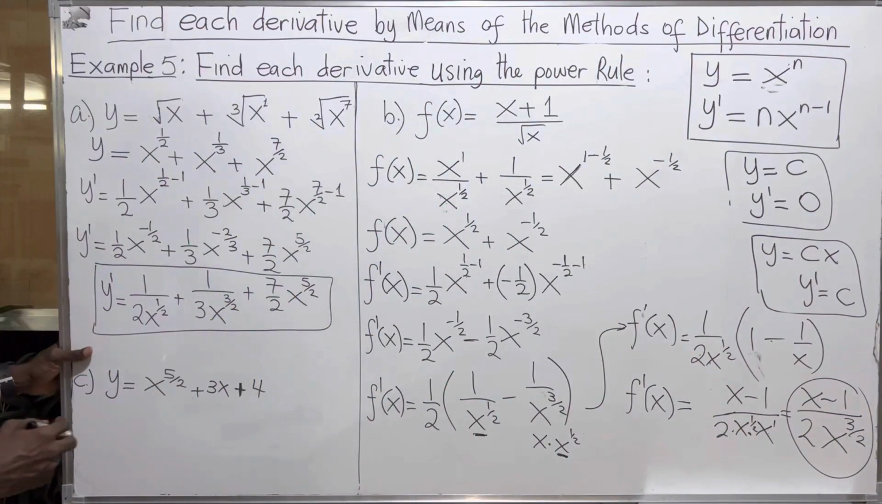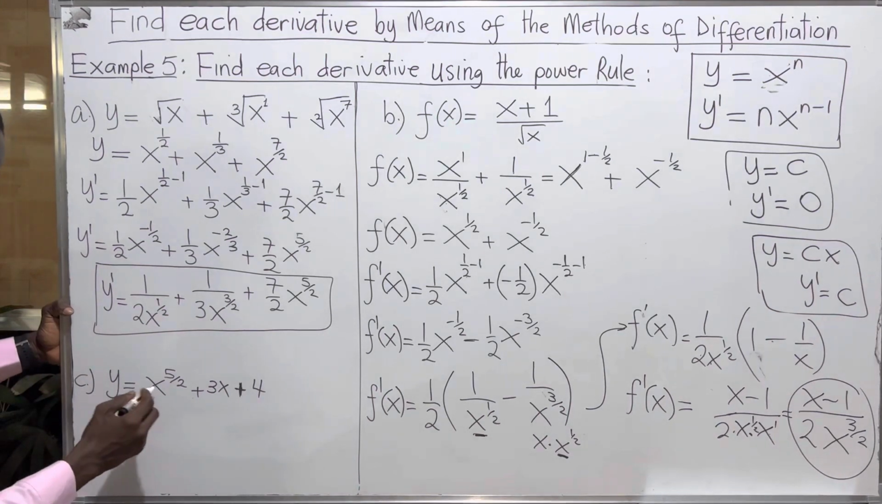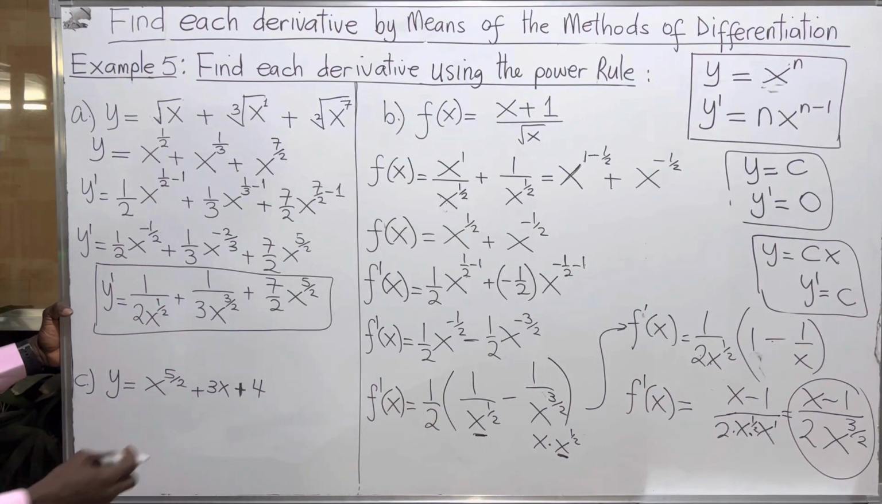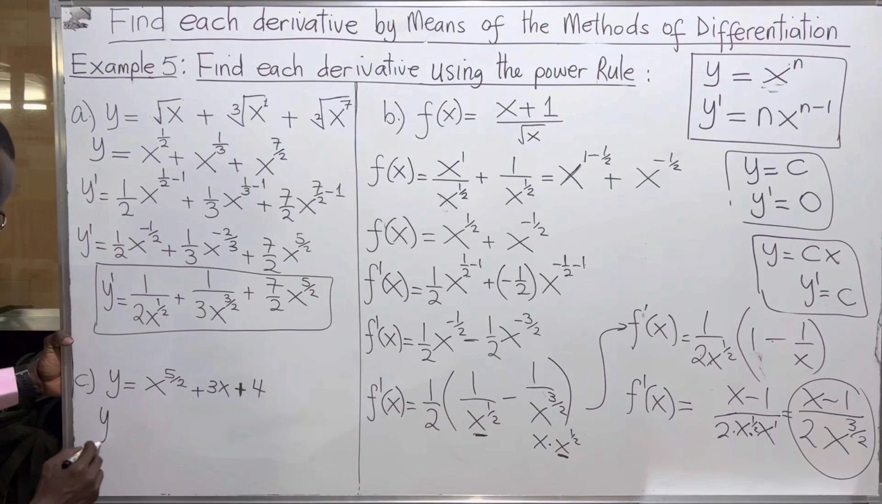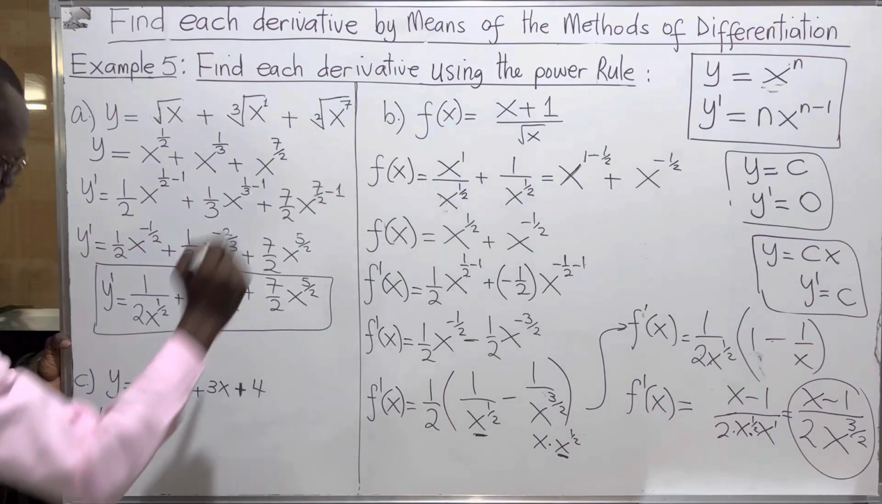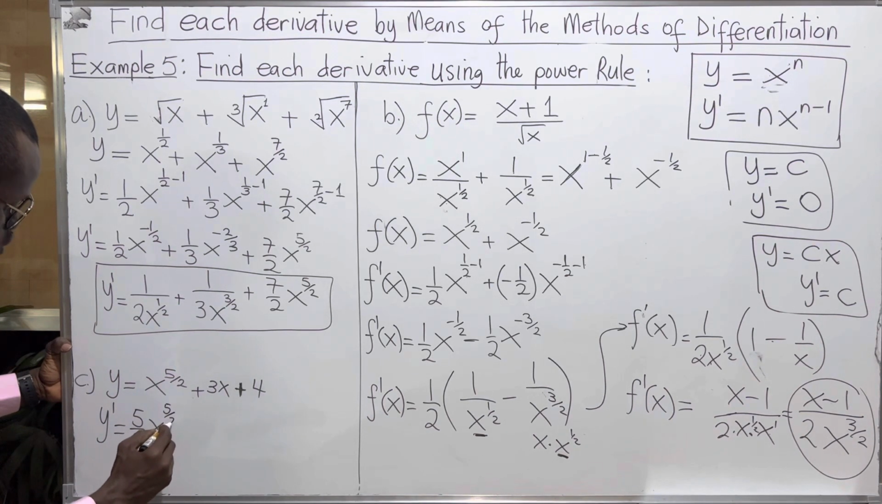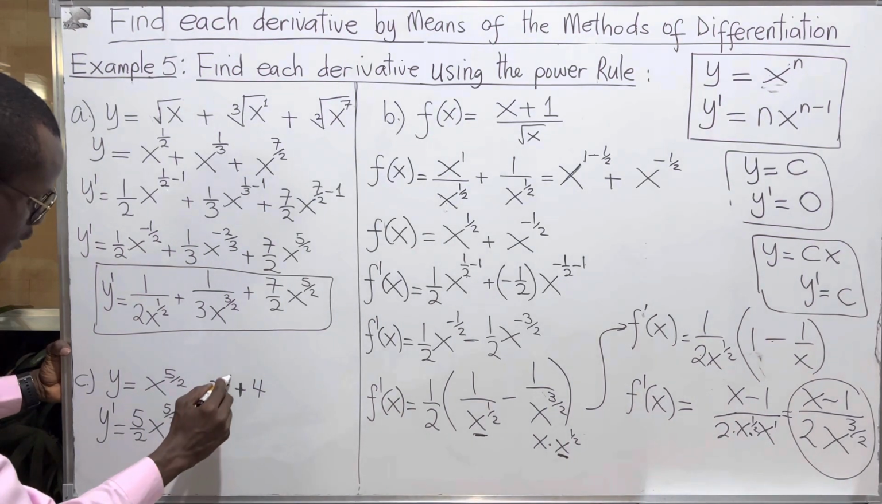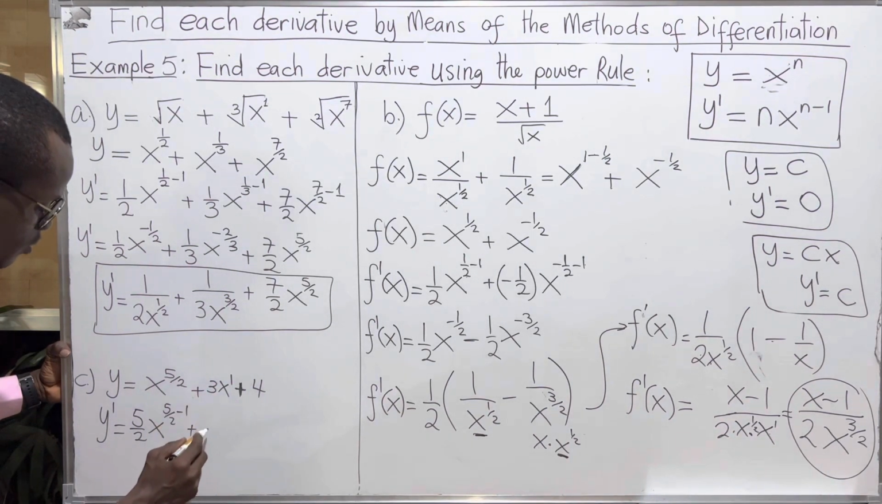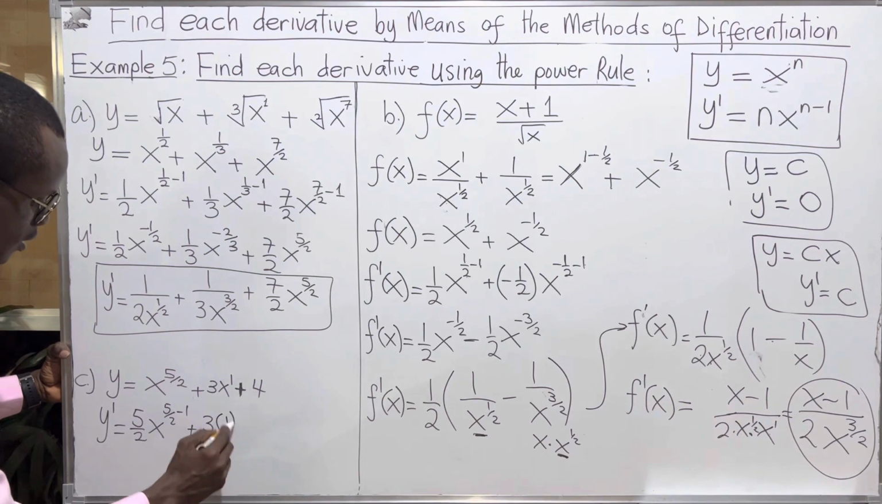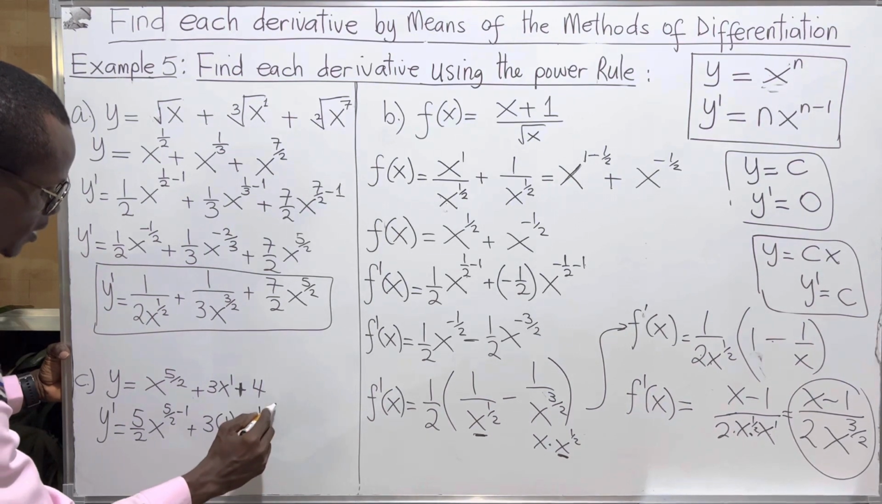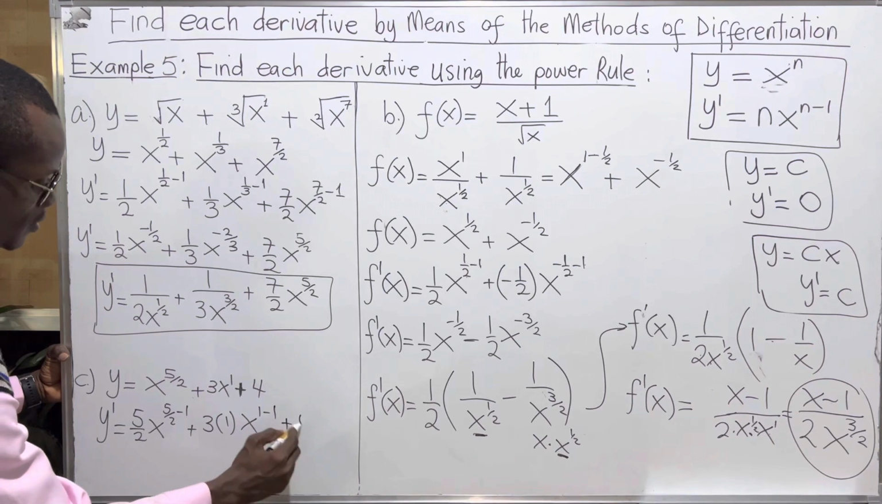So we do the last problem. The last problem said y equals x to the power 5 over 2 plus 3x plus 4. So y prime now, because each term is in that form, y prime will just be 5 over 2 x raised to the power, we subtract 1 from it. So it's 5 over 2 minus 1, plus 3x. The power is 1. You can say 3 times 1 is 3, and then x raised to the power 1 minus 1. The derivative of a constant goes to 0.